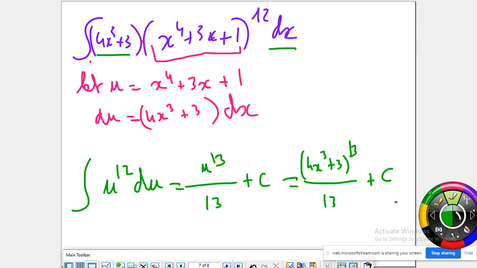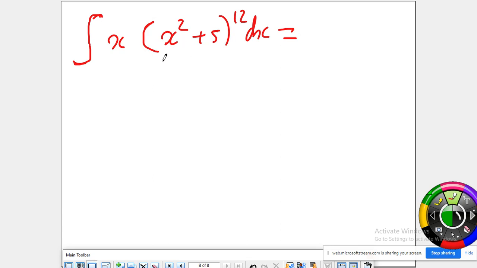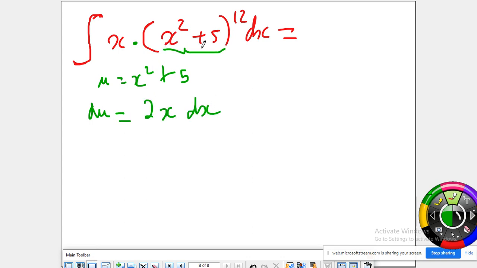One more example, the last one. Again I see a multiplication of two expressions, one with exponent 12. So I will let u be x squared plus 5, du is equal to 2x dx. Okay, miss, this is u, but here I have x, I don't have 2x. Excellent. I have x dx, I take 2 to the other side, so du over 2 is x dx. So I replace x dx by du over 2, and then I replace now.